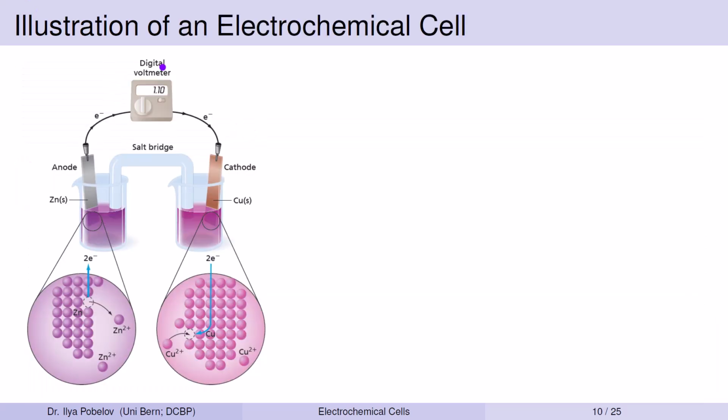To illustrate this concept, let's examine the electrochemical cell depicted in this figure. This cell is a classic example of an electrochemical setup consisting of two half cells.